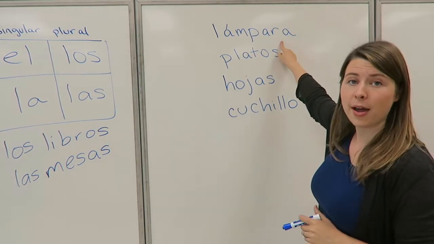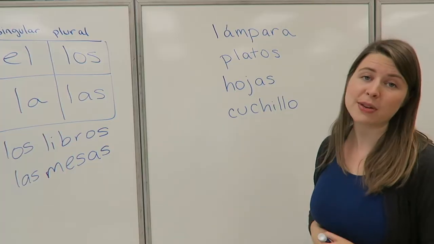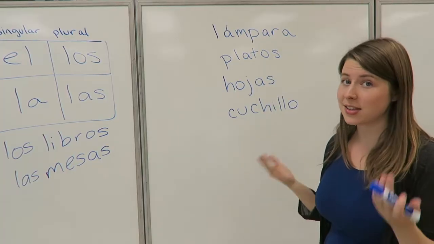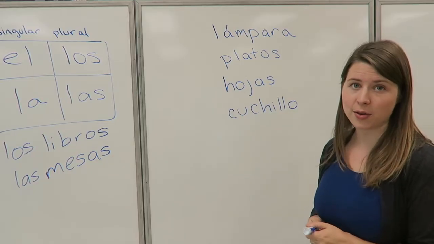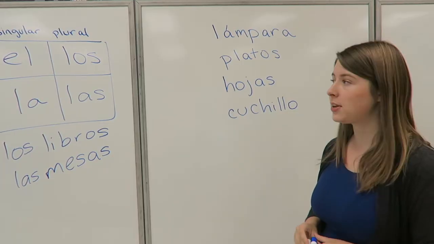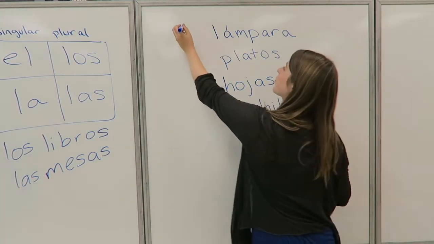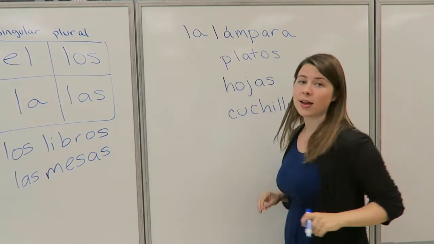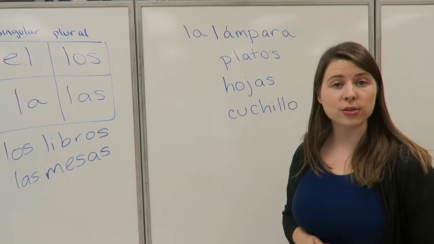First, lámpara. With this example, it ends in an A, which means it will be feminine. And since there is no S on the end, this would be a singular feminine noun. Because of that, singular feminine noun, I'm going to be using la. La lámpara. Next up, platos.